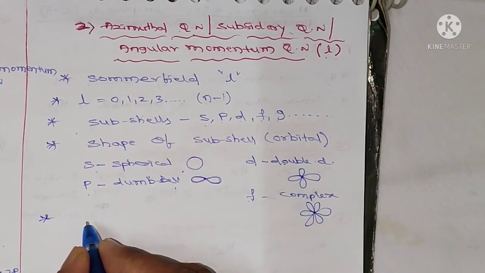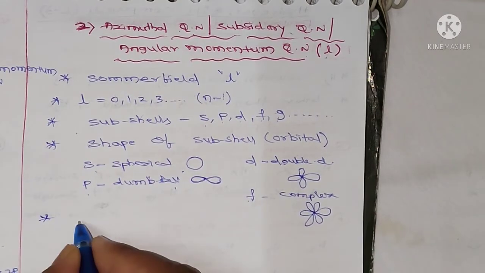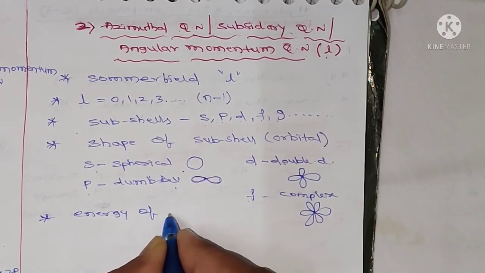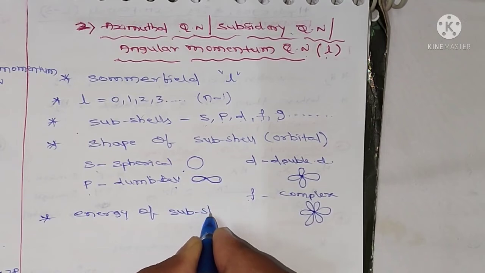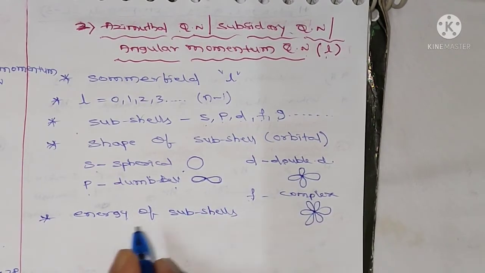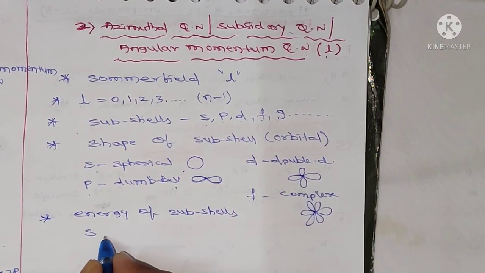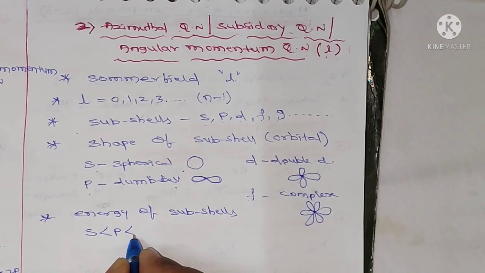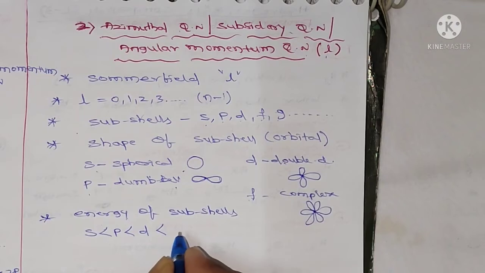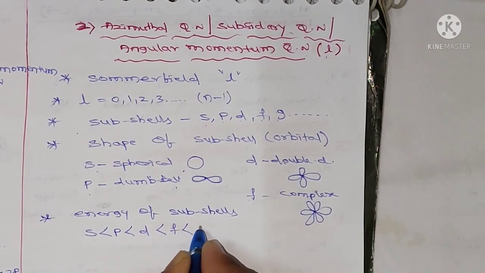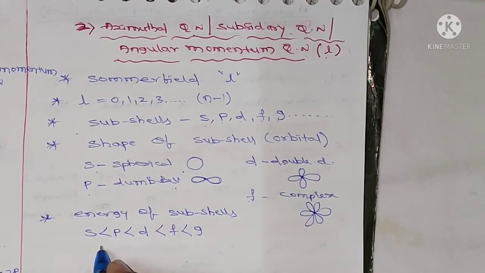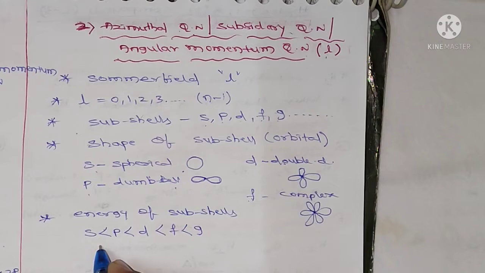It expresses the energy of subshells or orbitals. The s orbital has less energy than the p orbital, and the p orbital has less energy than the d orbital, and then f and g and so on. So this is the increasing order of energy.